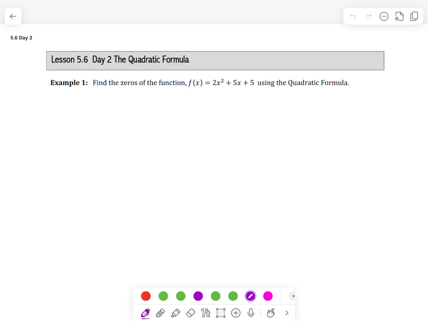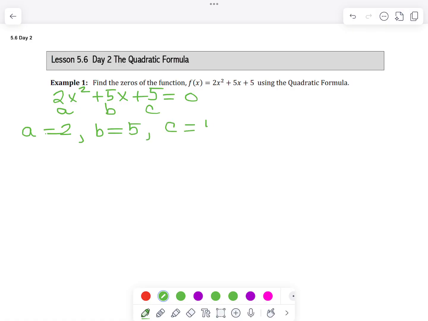All right, this is on the second day of quadratic formula, where we want to find the zeros of the function. So we're going to go ahead and set the function equal to 0, and then identify the value of the a, b, and c. So that's our a, b, and c. The value of a is going to be 2. The value of our b is 5. And the value of our c is also 5.